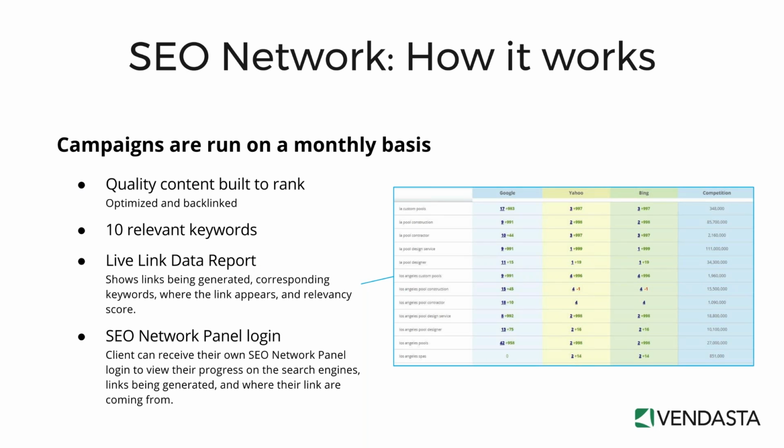It's got quality content built to rank. I know we talk about you've got the 10 relevant keywords, but this can be 5. This can be anywhere from 10 to 20 to 30, really depending on what your market is and what your client wants to do. All of that live link data is in a report that is sent out to the business, as well as we do have the SEO Network panel login. So your clients within Business Center can log into the dashboard that we're going to be showing pretty soon here and can always see where those updates are and how they're doing.